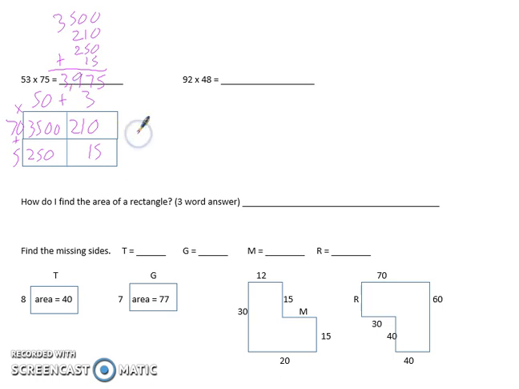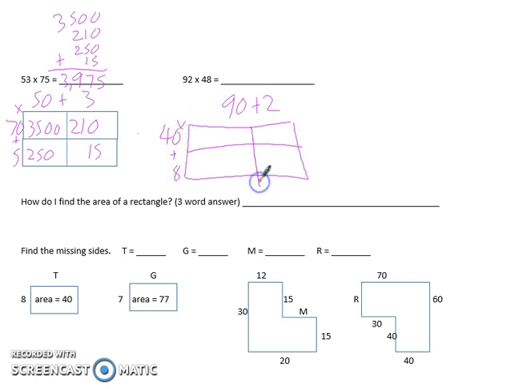3,975. 92 times 48. Break it apart into expanded form. 90 plus 2. 40 plus 8. We're going to multiply. 90 times 40 is 9 times 4, 36. 1, 2 zeros. 40 times 2. 4 times 2 is 8. 1 zero to append. 8 times 90, 72 with 1 zero. And 2 times 8, 16.